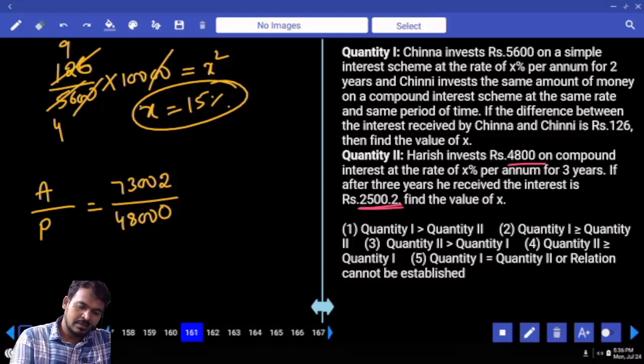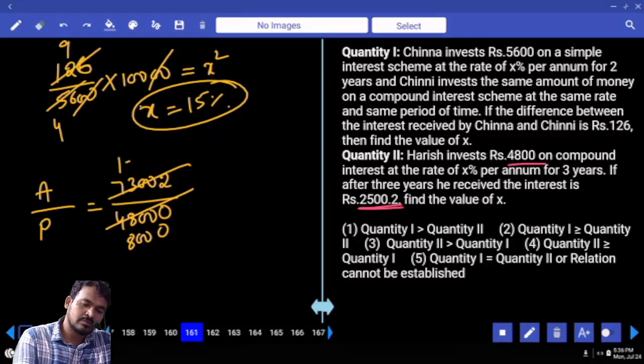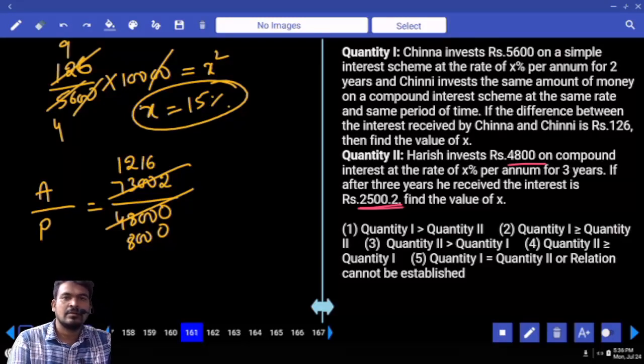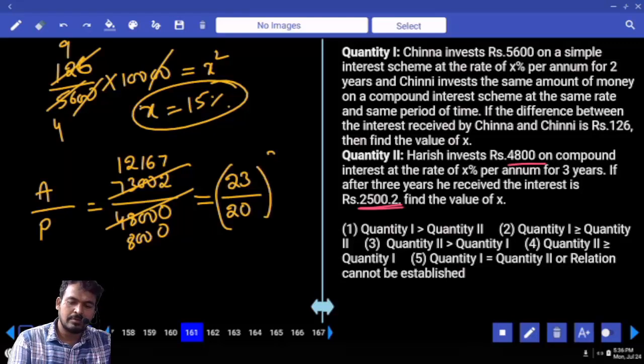0.2 means denominator 10. 6 how many times denominator? 8,000 times, sir. Numerator 6 to 12. What is the remaining? 100. 100 means 16. What is the remaining? 42. 7 times, sir. 12167. It is which one cube? 23 cube. 8,000 which one cube? 20 cube. Both are in power 3 or power 1?